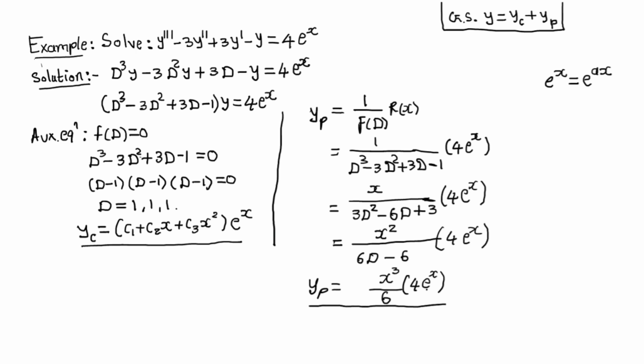So if my yp, 1 upon f of D times r of x, is free from capital D, then we are done with that. So for the general solution of this differential equation, I will have y equals yc plus yp, and I was having yc as c1 plus c2x plus c3x square, times e raised to x, and my yp is x cube by 6 times 4 e raised to x. So this is the general solution for this differential equation.